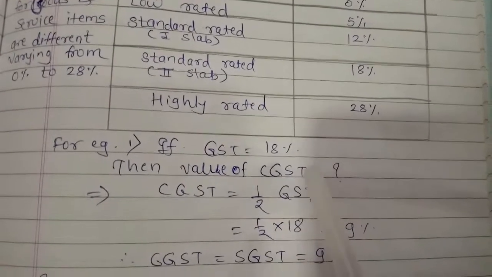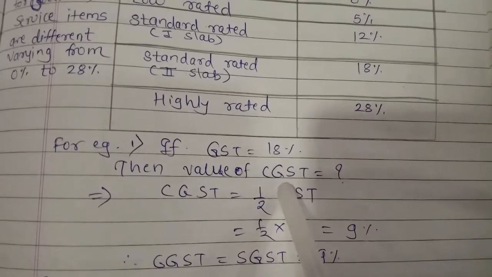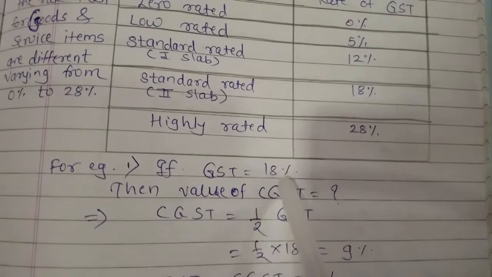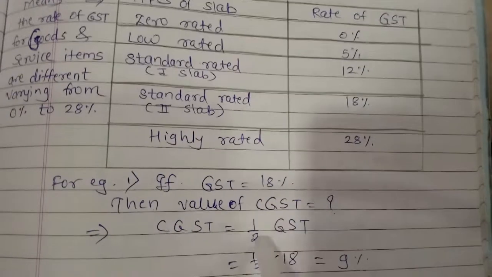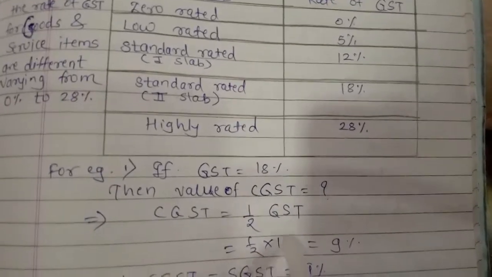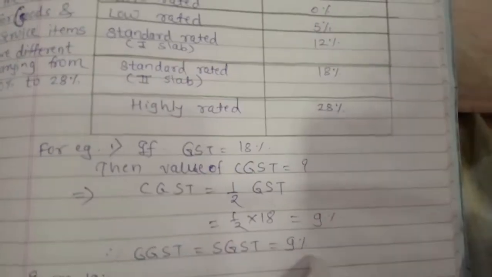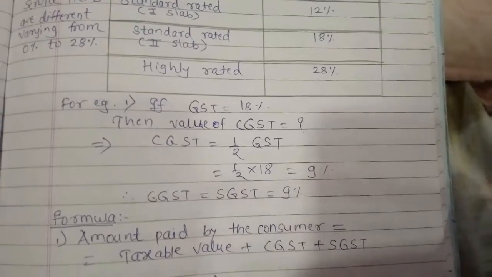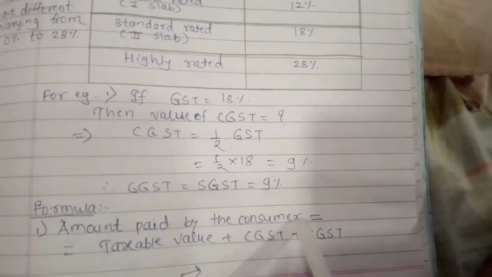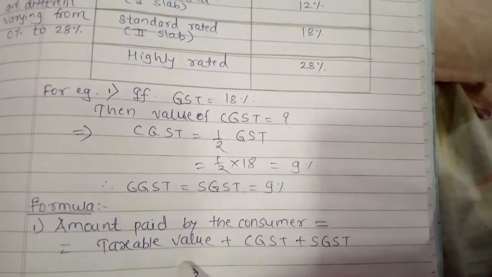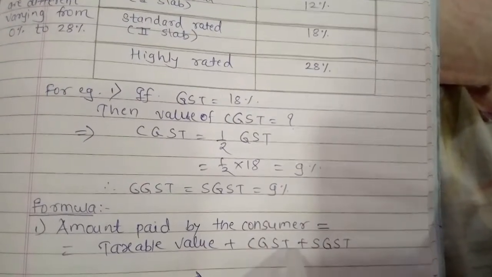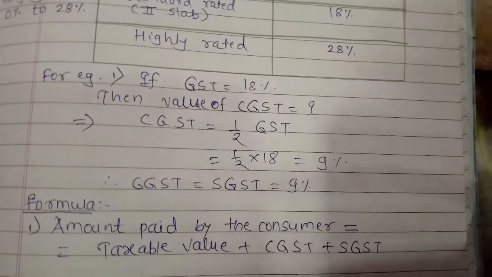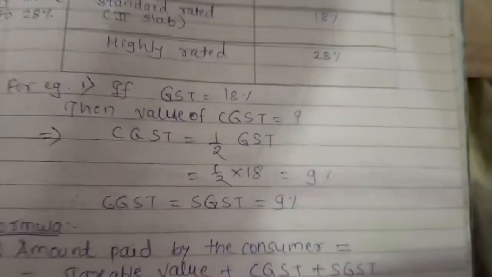Let me take one example. If we are given that the GST is 18%, we have to calculate the rate of CGST. You can easily solve it orally, that is CGST is half of GST, means the answer will be 9%. How we can write: CGST is equal to half of GST, so half into 18%, we will get 9%. So CGST and SGST are 9%. Now the formula for the amount paid by the consumer. Keep in mind this formula: taxable value plus CGST plus SGST. I repeat it, amount paid by the consumer is equal to taxable value plus CGST plus SGST.